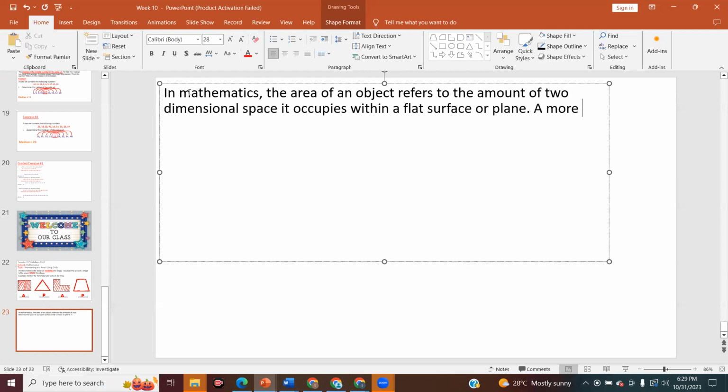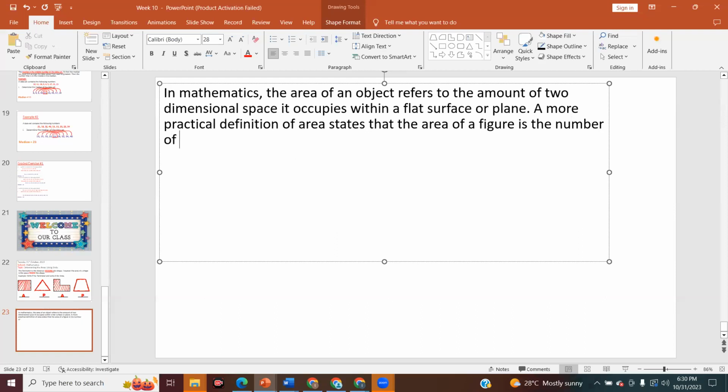A more practical definition of area states that the area of a figure is the number of unit squares that cover the surface of the closed figure.